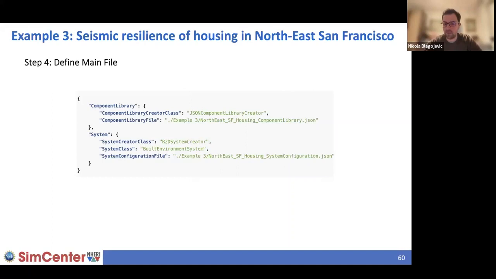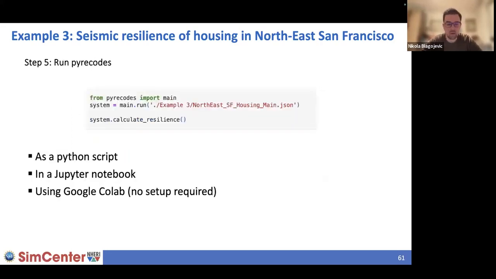And then define the main file. The difference here is that we're using the R2D system creator class, and we're using the same system class as before, and the link to where we located our JSON files representing component library and system configuration. Running pyrecodes is the same. The only thing that changes is where your main file is located. And then once again, Python script, the Jupyter Notebook, and Google Colab, it should all work fine.